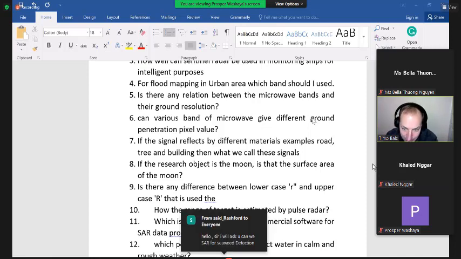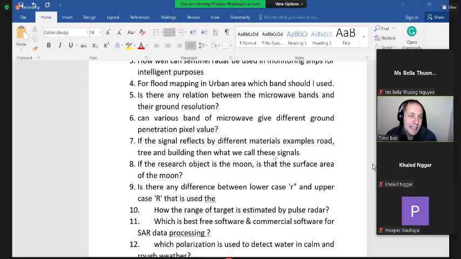Can various bands of microwave give different ground penetration? Yes, very clearly. The longer your wavelength, the more penetration you will have, but you can typically not go very deep in the ground.